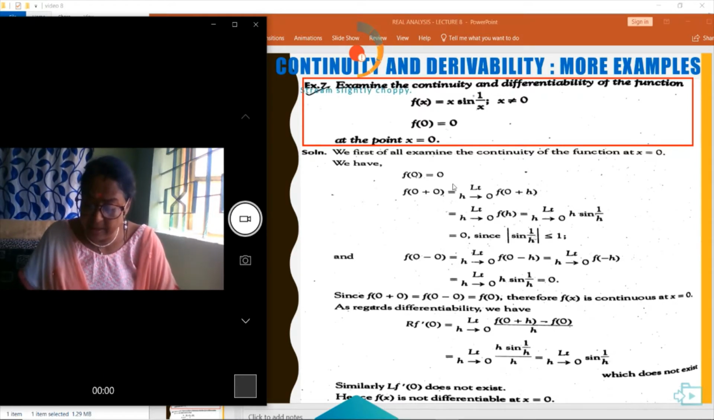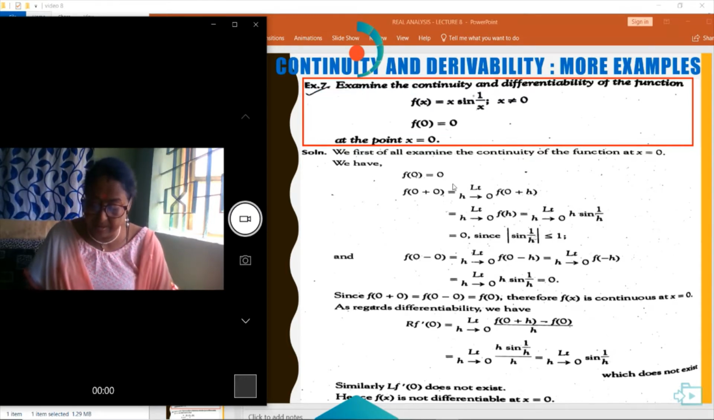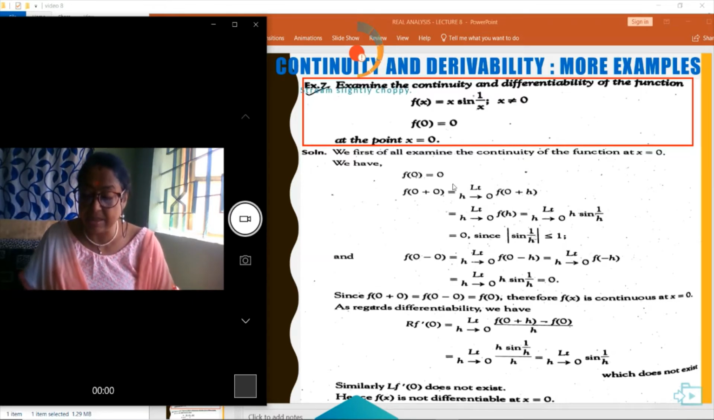Hence, again f(0-0), that is when x is not equal to 0, the function is put here, and then f(0-h), putting the value of f(-h), we get this, and this is also equal to 0. So the left hand limit is equal to the right hand limit is equal to the central limit. Hence the function is continuous at x equal to 0.